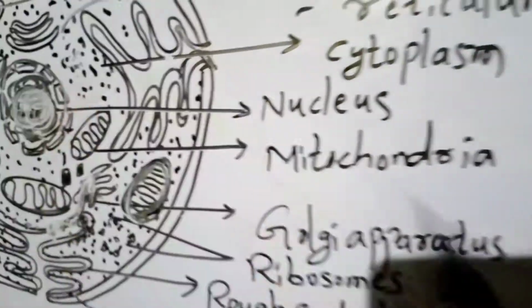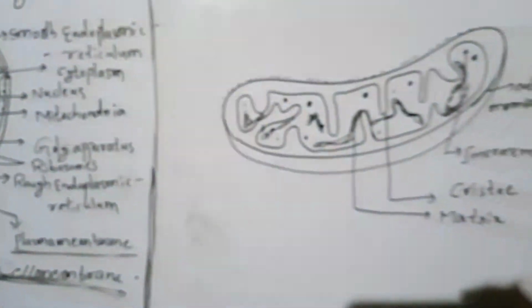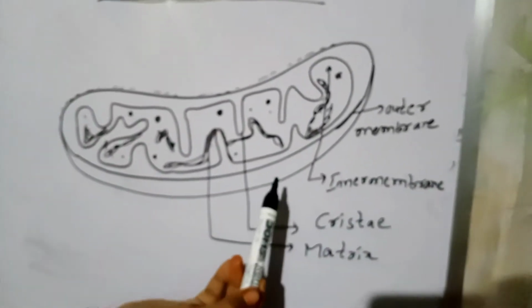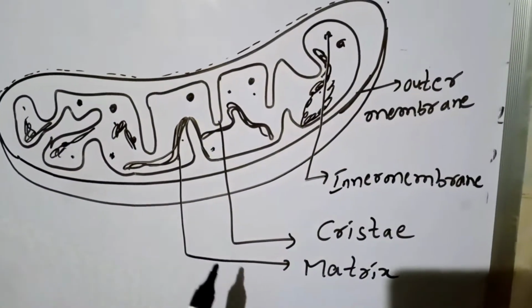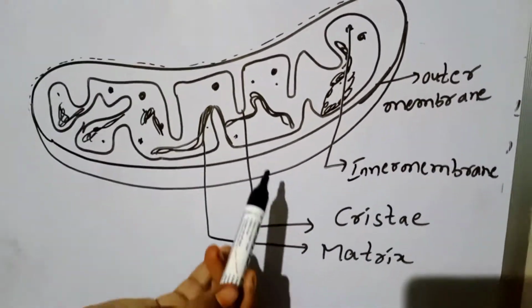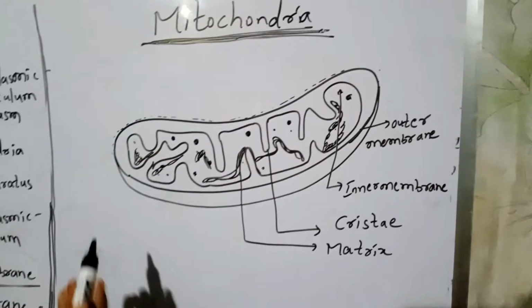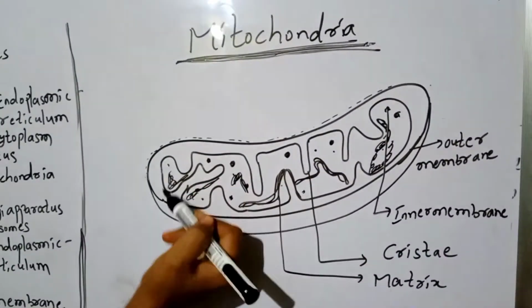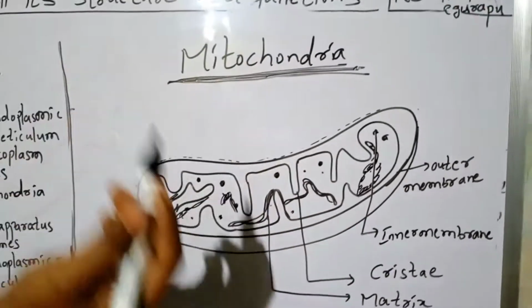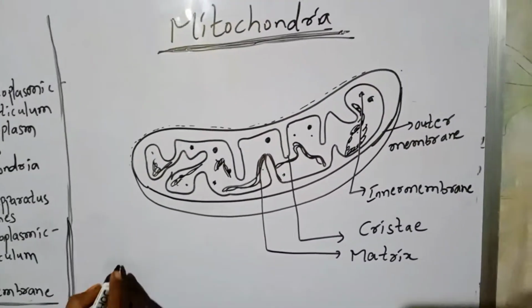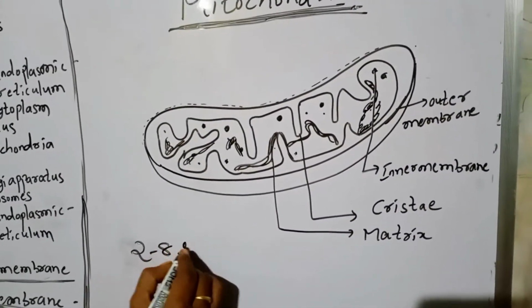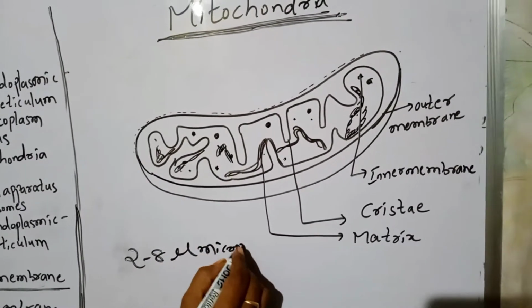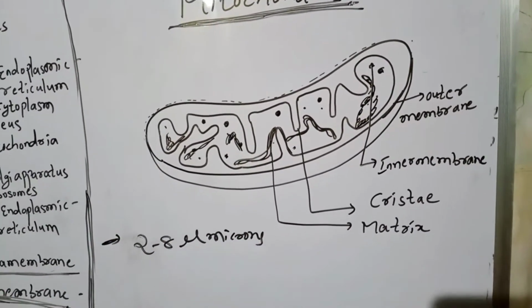Observe here. This is the mitochondria. These are small spherical or cylindrical organelles. The length of mitochondria is 2 to 8 microns.